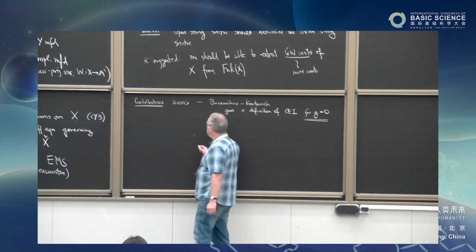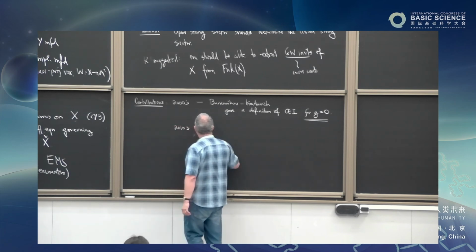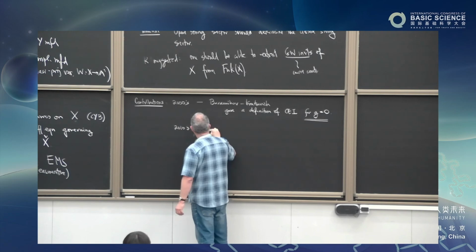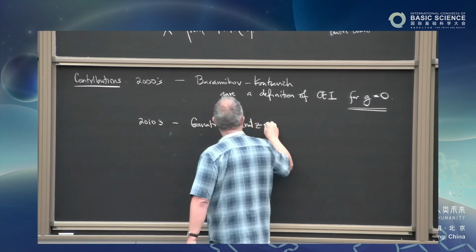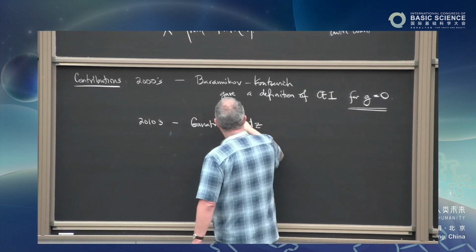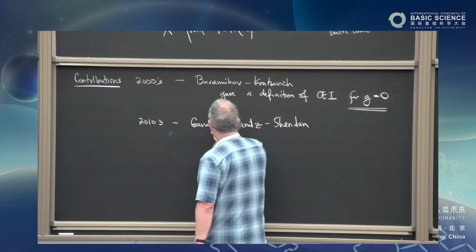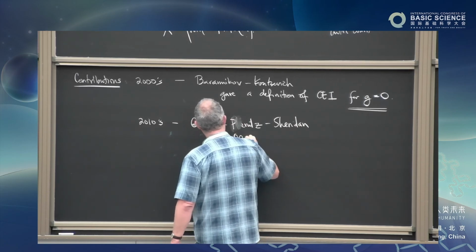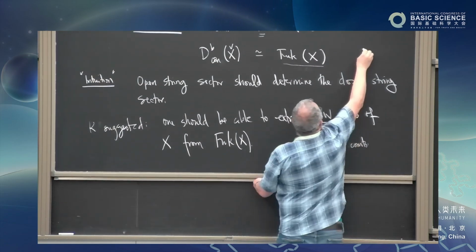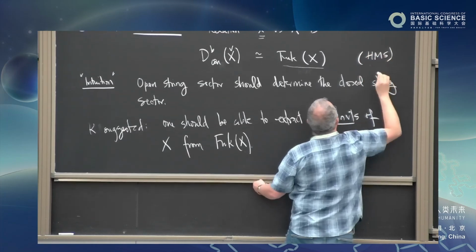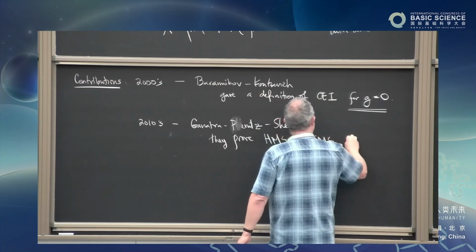And following on this idea, in the 2010s, there is work by Ganatra, Perutz, and Sheridan, where they prove that in certain instances, homological mirror symmetry, I should have explained, this is called homological mirror symmetry, implies enumerative mirror symmetry in genus 0.